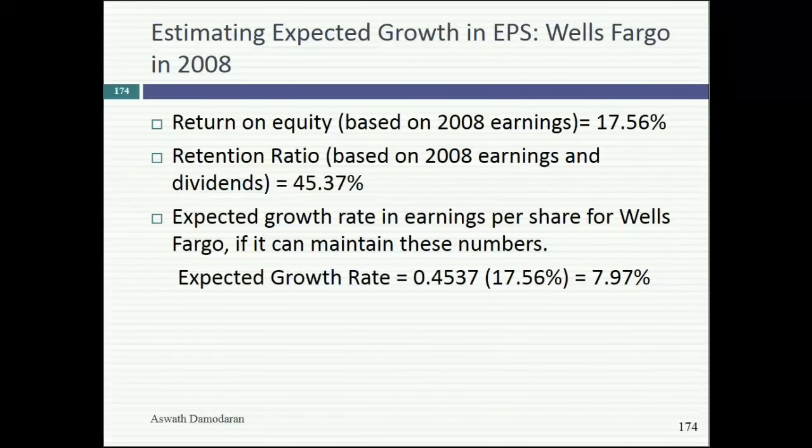So let's say you're valuing Wells Fargo, June of 2008. If you believe that those two numbers can be sustained, your expected growth in earnings for Wells Fargo is going to be 45.37% times 17.56%, which gives you a growth in earnings of roughly 8% a year. Not forever, but at least for as long as they can maintain those two numbers. So if you're valuing Wells Fargo in a dividend discount model, you say, I'm going to use an 8% growth rate because I'm assuming they can maintain that return on equity and that retention ratio. That's June of 2008.